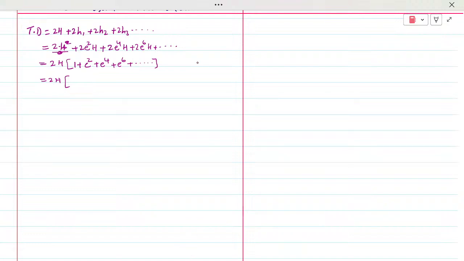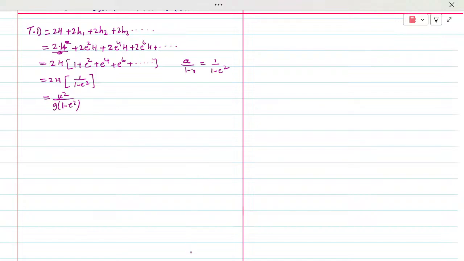So therefore the sum of these terms will become a by 1 minus r, that equals 1 by 1 minus e square. So therefore a means 1 by 1 minus e square. So here h is equal to u square by 2g. Now we will substitute, that equals u square by g into 1 minus e square.